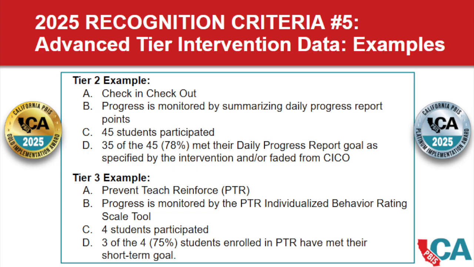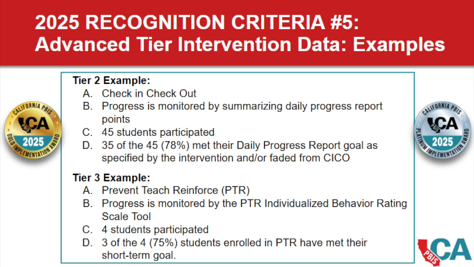Some examples for advanced tier interventions could be, for Tier 2, let's use the example of check-in, check-out. Progress is monitored by summarizing daily progress report points. So if 45 students participated and 35 of the 45, which would be 78%, met their daily progress report goal as specified by the intervention and/or faded from check-in, check-out, this would meet the criteria as it is above 70% of students responding positively.